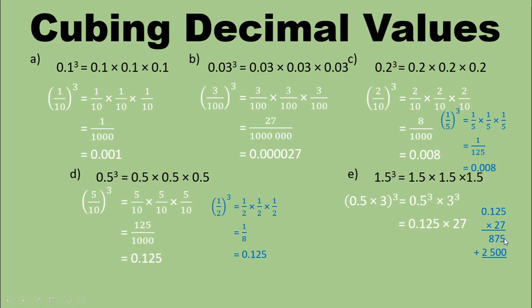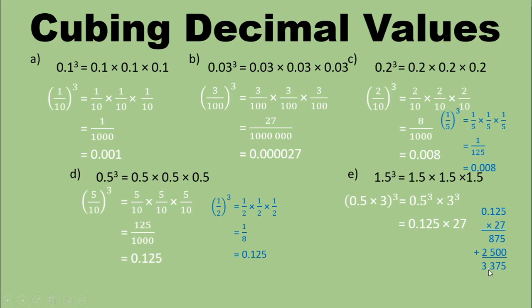Now let's add this up. 5 plus 0 is 5, 7 plus 0 is 7, 8 plus 5 is 13, so put the 3 and remember the 1, plus the 2 is 3. So I've got 3, 3, 7, 5 here. And I've already placed my decimal.